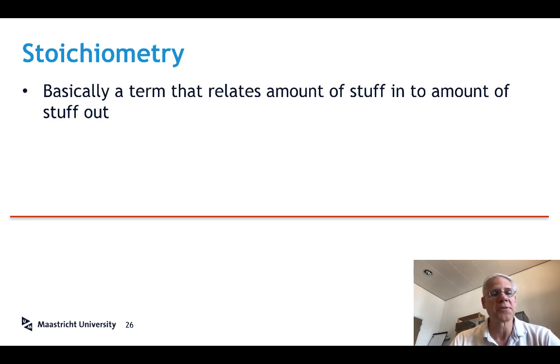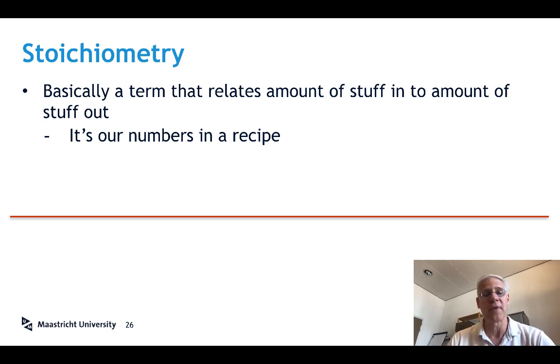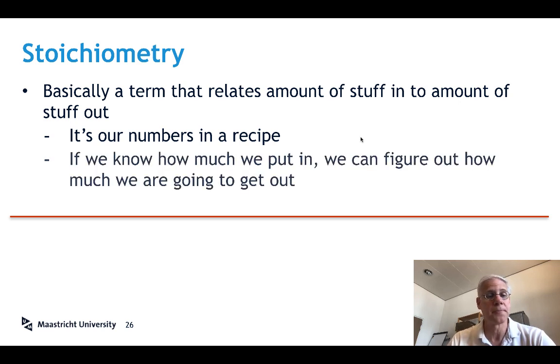Now, when we're doing reactions, a lot of times what we're worried about is how much material we have put in and how much material we are getting out of the reaction. We call that relationship stoichiometry. Stoichiometry relates the amount of stuff in to the amount of stuff that comes out, our reactants versus our products. You can think of it just like cooking. It's our values in a recipe. How much do I need to put into a particular recipe to get a particular amount out?